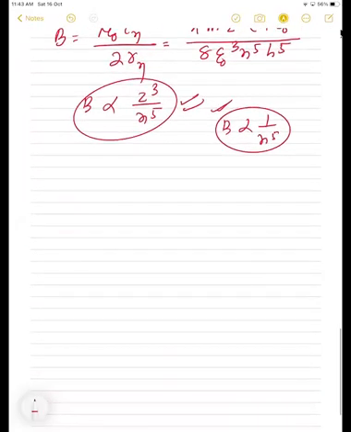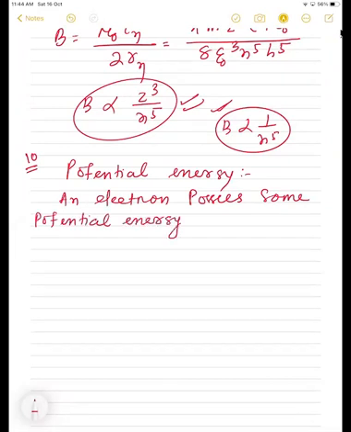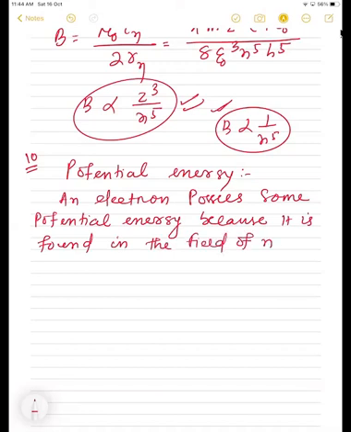Students, next, right, potential energy. An electron possesses some potential energy because it is found in the field of the nucleus. Yes or no?